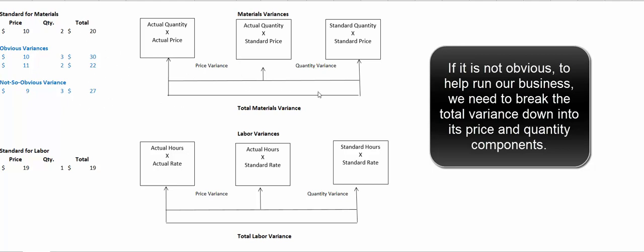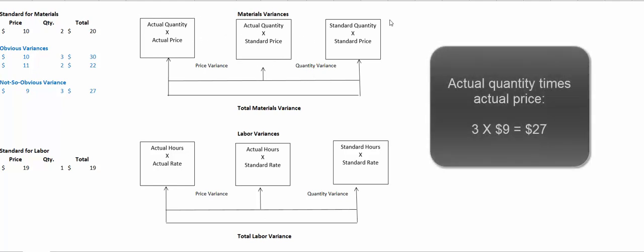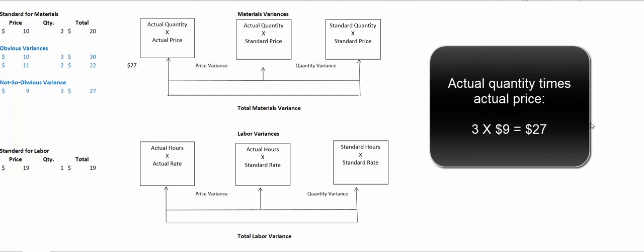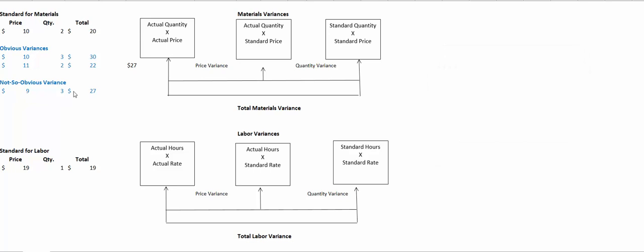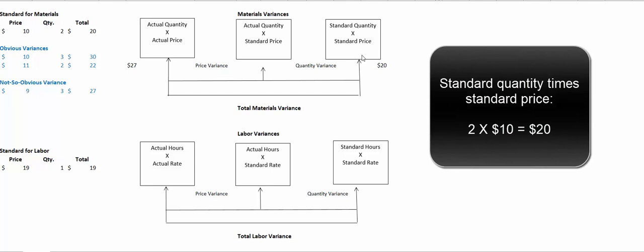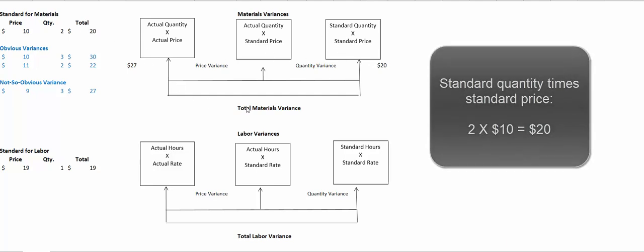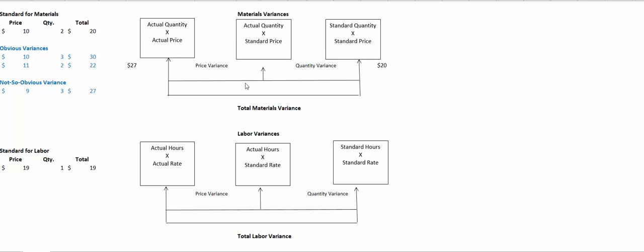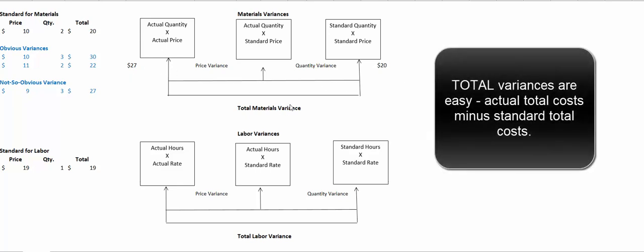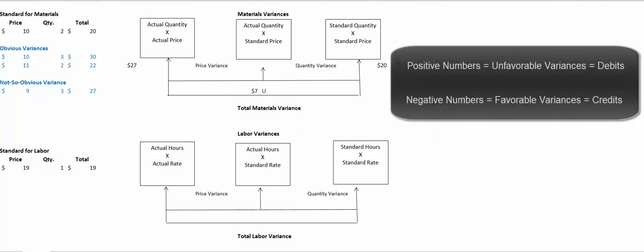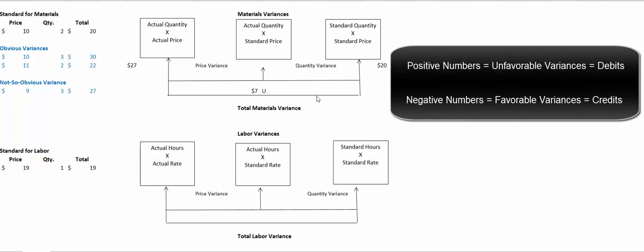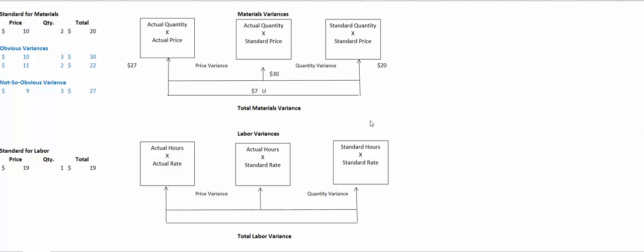We're going to break it down between the price and the quantity variance using the magic square in the middle here. So out here we're going to take our actual quantity times our actual price, which gives me the $27. Out here is standard quantity times standard price. We know that's 20. So here's our total variance: 27 minus 20 gives us a $7 unfavorable variance. When we use the magic box method, we subtract from left to right. Since actuals are on the left-hand side, if they're larger than our standard, in other words, if we get positive numbers, that's bad news.